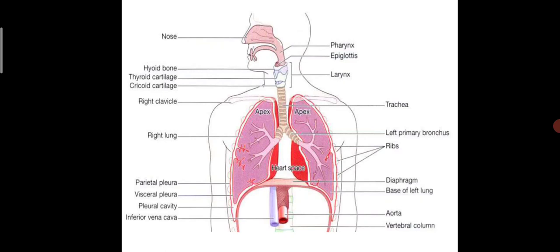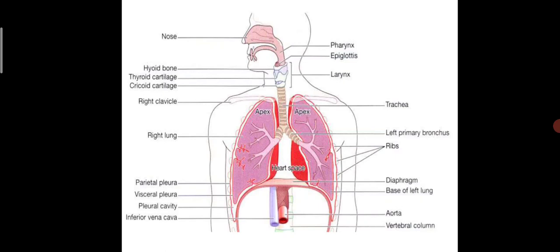See here, this is the diagram of respiratory system. Start from nose and nasal cavity, then pharynx. Pharynx, this is the throat region. Then larynx. This pharynx is divided into three parts, that is naso, oro, and laryngopharynx.